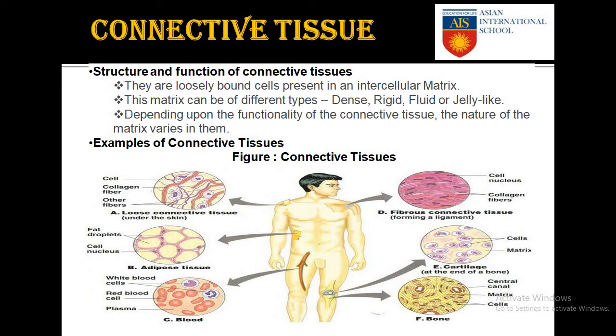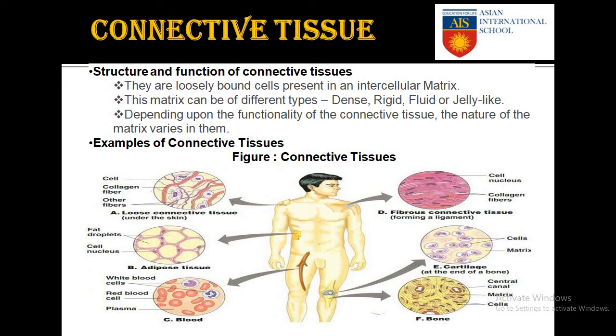Now, connective tissue. The structure and function of connective tissue: from the word itself you can understand that connective tissue is connecting the organs, or binding the organs, or supporting the organs. These are loosely bound cells present in an intercellular matrix.